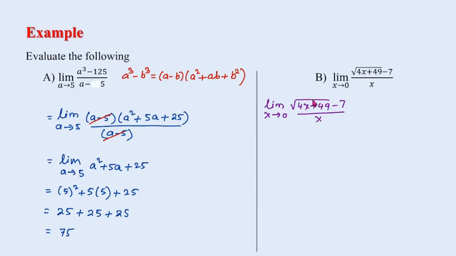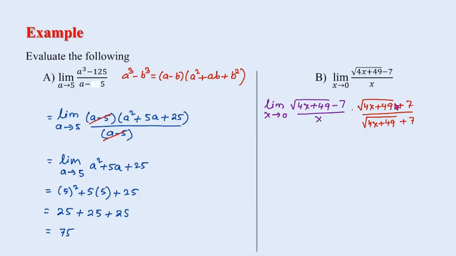So to find the limit of a function like this one, where you see a radical, we have to multiply by the conjugate. So that is, we multiply by the square root of 4x plus 49 plus 7 divided by the square root of 4x plus 49 plus 7. We multiply by the conjugate, or we rationalize it.